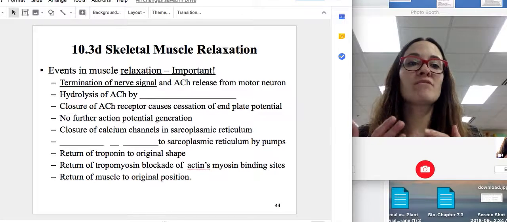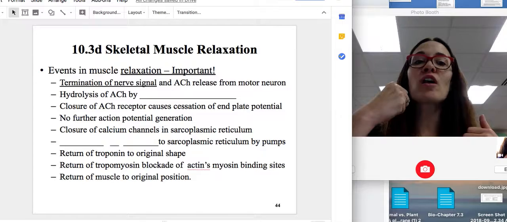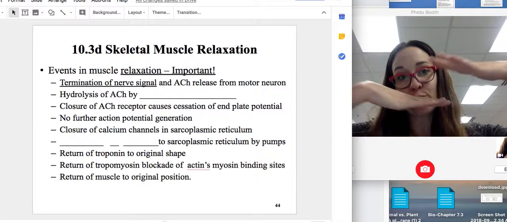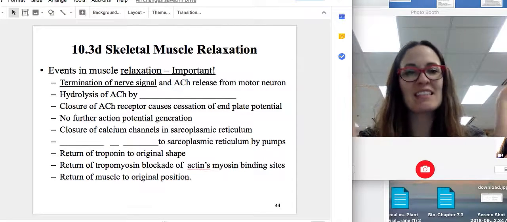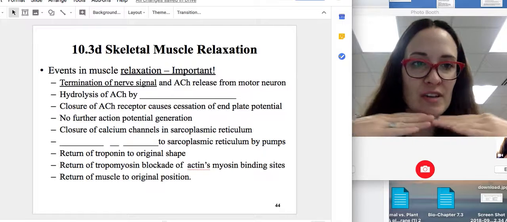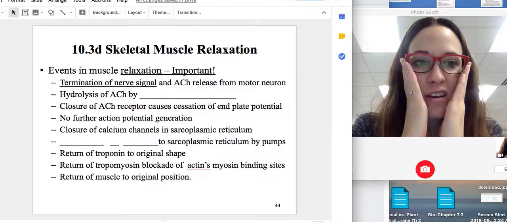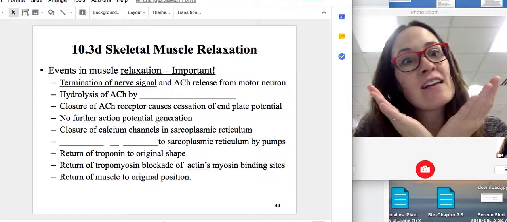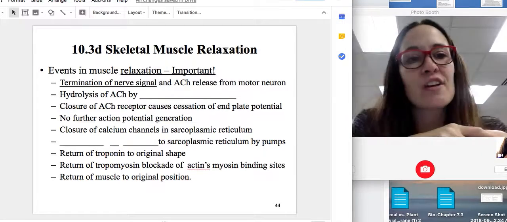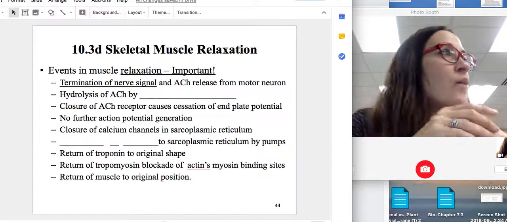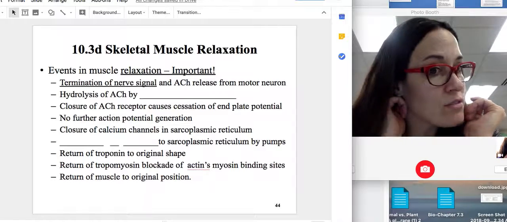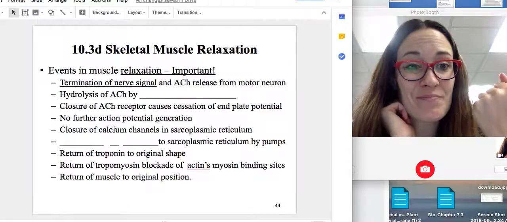Okay, so we've talked a lot about how the neuron tells the muscle to contract and how the actin is pulled closer together to the Z, and the Z lines shorten. And tetanus is an example of when your muscles are continually contracted. Well, you don't want your muscles to always be contracting. It's going to be exhausting.